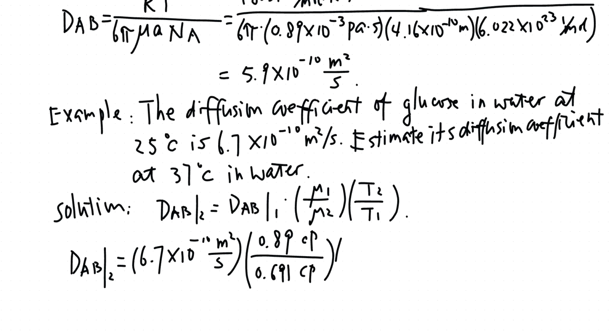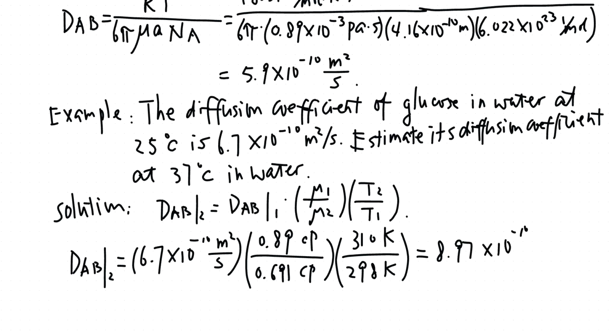Now T2, at the new condition of 37 degrees C, corresponds to 310 Kelvin. T1, the first condition, 25 degrees C, is 298 Kelvin. All right. It will give you 8.97 times 10 to the negative 10 meters squared per second. This is the diffusion coefficient.